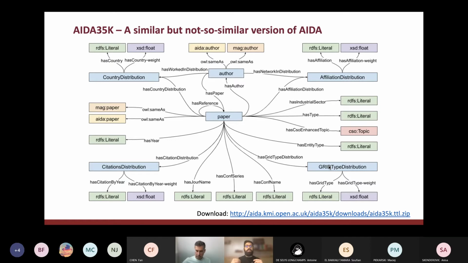So again, at the center of everything, there is the paper. And then there is the author. And all these entities are connected to other entities or literals, because of course, as type is a literal here, industrial sector is a literal here. It's not an entity in this data set.